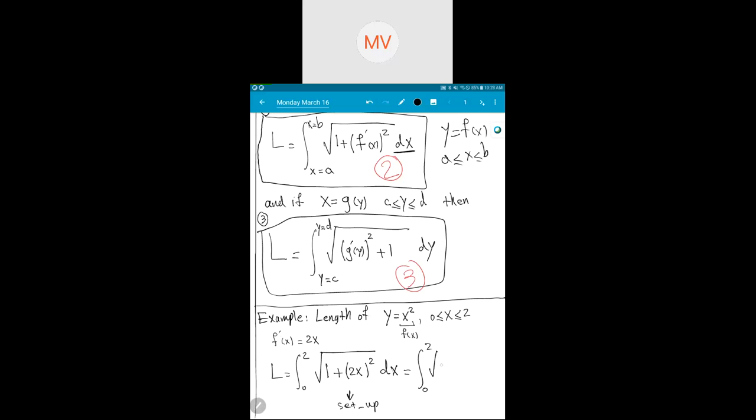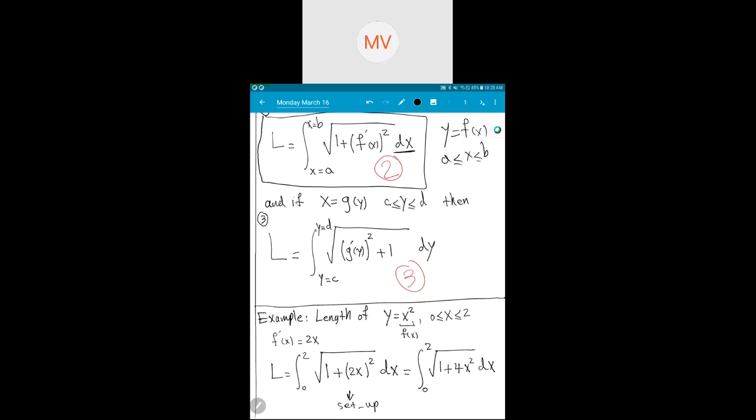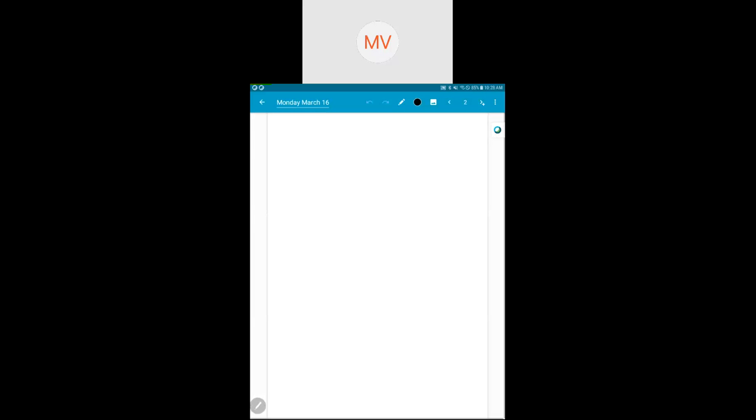So in this case, we're going to have the integral of the square root of 1 plus 4x squared dx. And that's the integration. And let's go ahead and do this integral. Okay. I'm going to go to a new page. Just add a page right there. Probably I have to split it up. Let me bring my ruler.